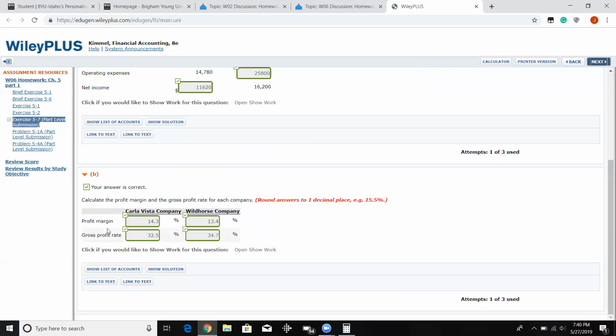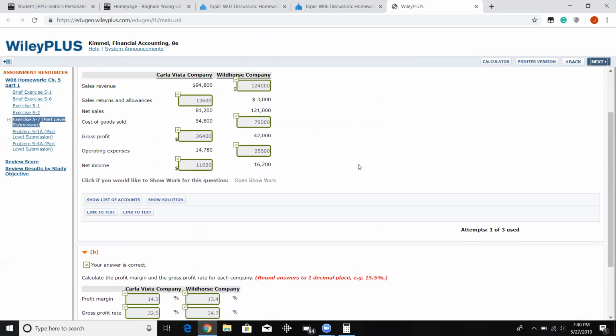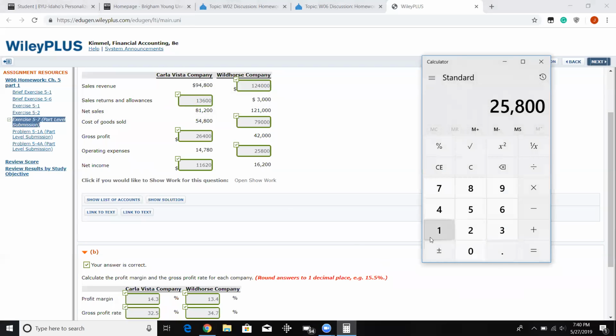For our profit margin, we're going to need our net income divided by our net sales. So we're going to take 11,620 and divide that by 81,200. That's going to give us a decimal. But since we're working with percents, we're going to multiply that by 100. We're going to get 14.3, and that's going to be our profit margin percentage there.